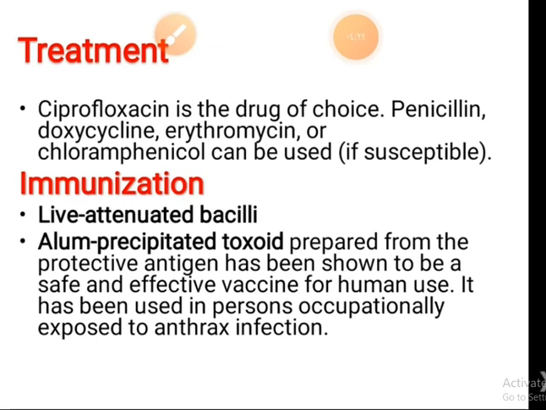Immunization uses live attenuated bacilli. They are anthrax bacilli attenuated by growth at high temperature. So this vaccine is from the bacillus itself, while the alum-precipitated toxoid is prepared from the toxin, from the protective antigen protein of the toxin, which has been shown to be a safe and effective vaccine for human use. The first vaccine is used in animals, while the toxoid vaccine is used in humans. It has been used in persons occupationally exposed to anthrax infection.